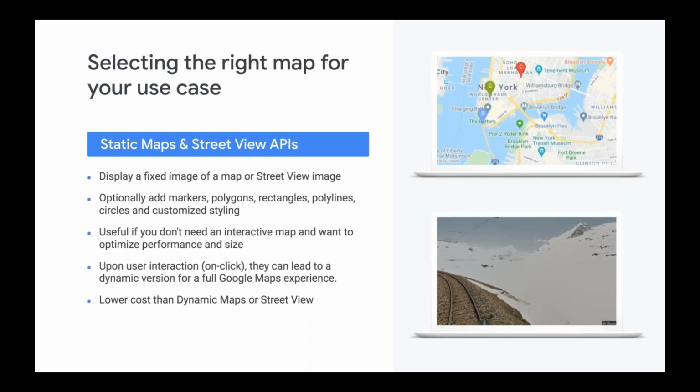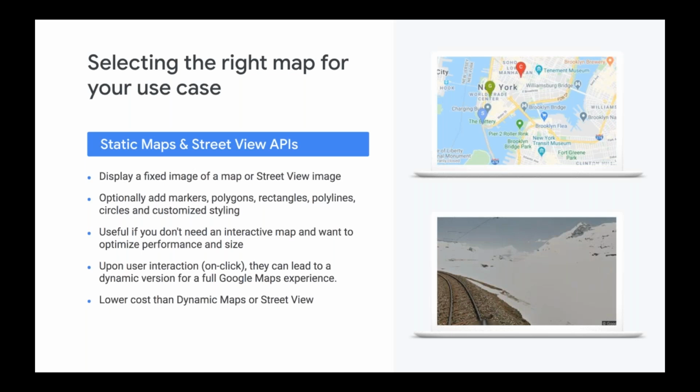The second option is static maps, and as the name says, those maps are static. They provide a lot of the same options as dynamic maps. You can overlay markers, you can customize the styling of the map, but it doesn't provide the ability for the user to interact with the map interface in any way. But oftentimes that's okay.